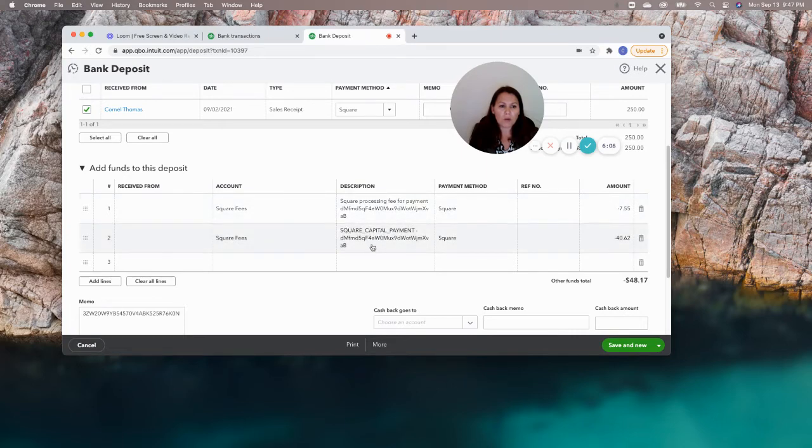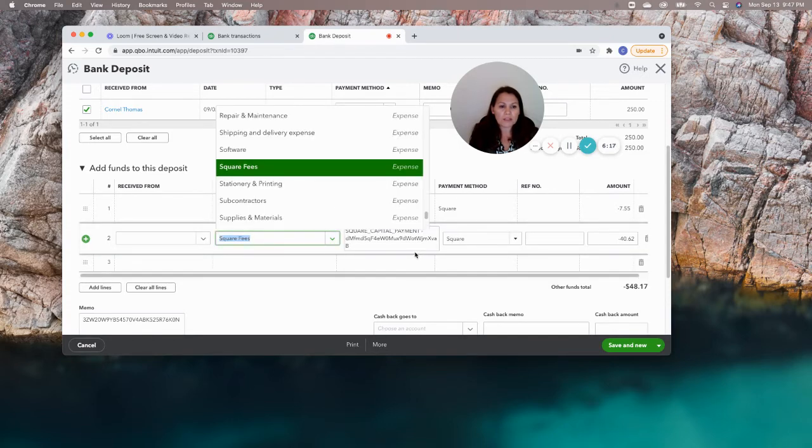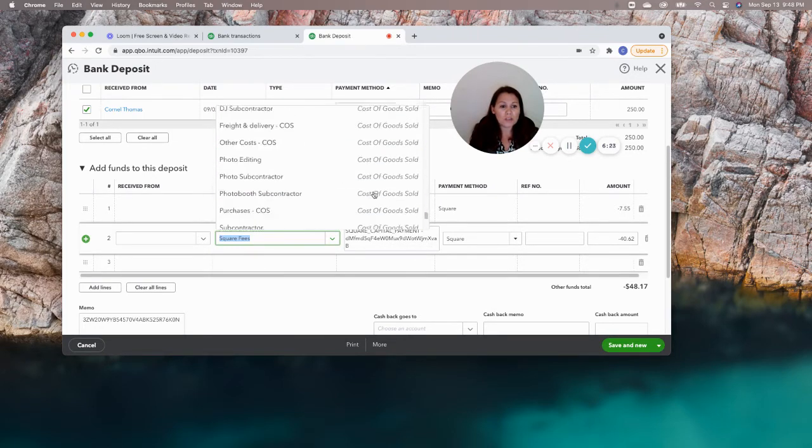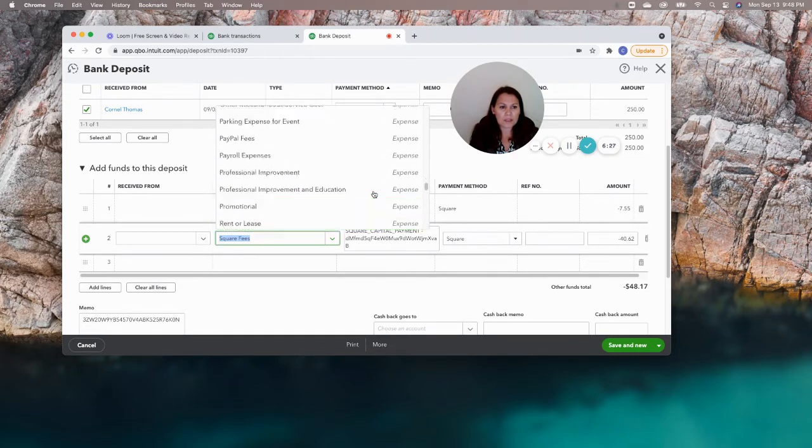There's something wrong here because this one is a Square Capital payment. This is not Square fees, so this should not be going into Square fees. Before anything else, I need to go here, and this Square Capital payment is actually a loan that we have with Square. So we need to record this to the right place. It's actually a liability.